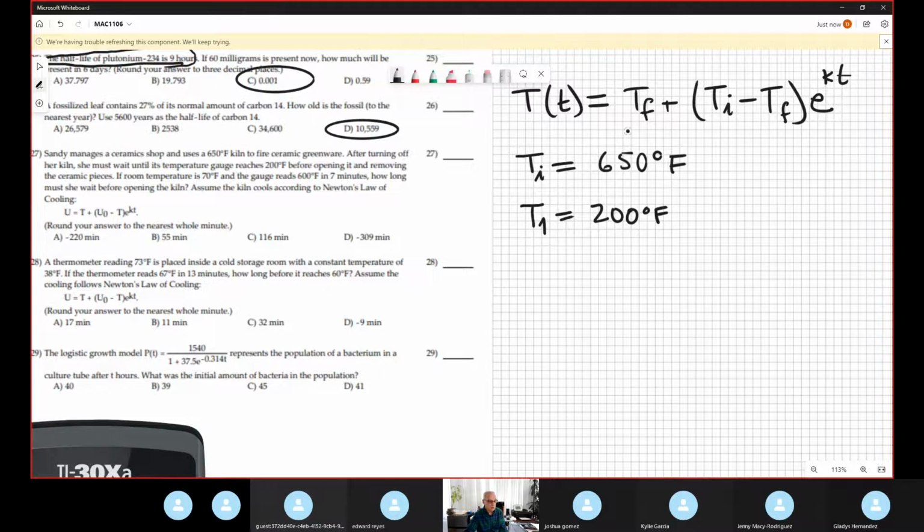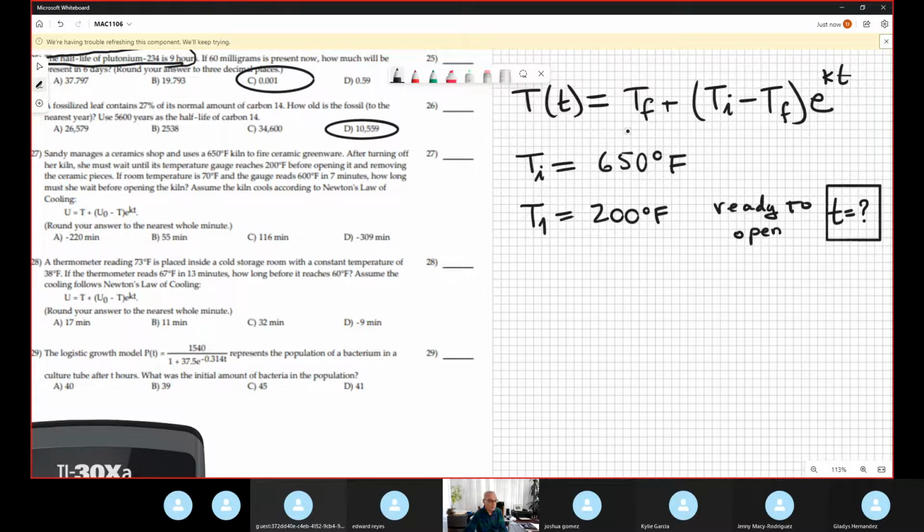And this situation is ready to open, no? Okay, it's not giving the time. So the time is exactly the thing I need to find, because the last question says how long must she wait before opening? I need to find the time. This is my unknown.